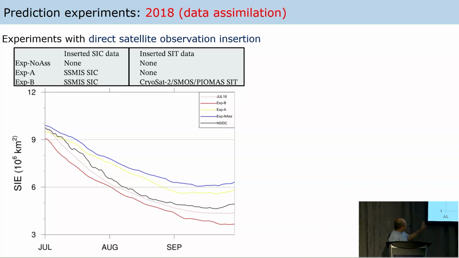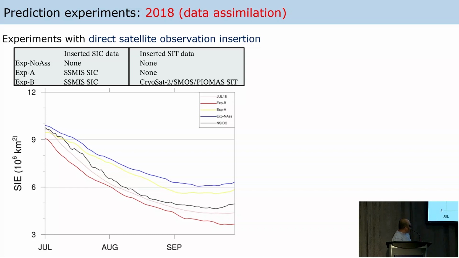To understand the influence of data assimilation on seasonal Arctic sea ice prediction, we conducted an experiment with direct insertion of satellite observations. Again, the black line is the observation, and the blue line is the no data assimilation run. You see the no data assimilation run significantly overestimates the September extent. Directly inserting satellite ice concentration gives the yellow line, closer to the observation, but the improvement disappears after a few weeks of model integration.